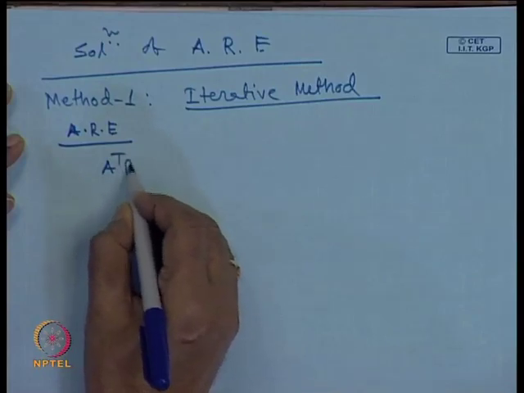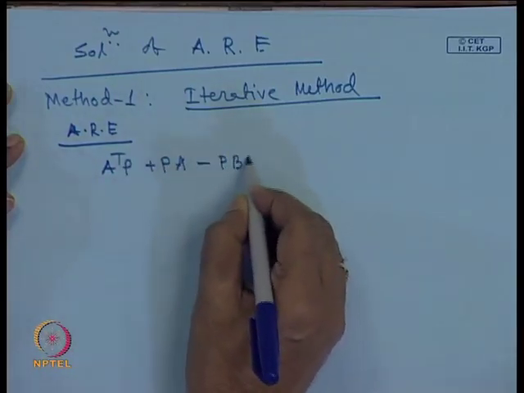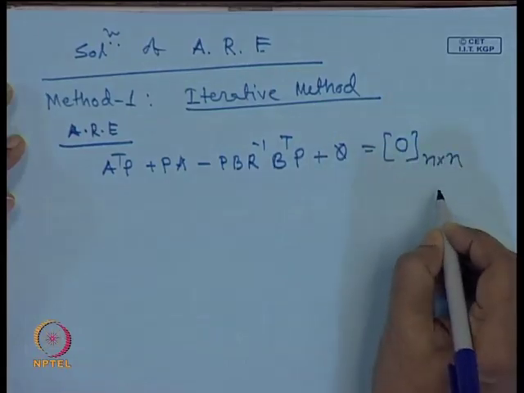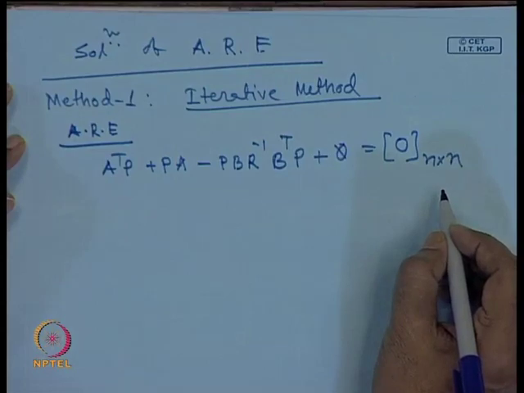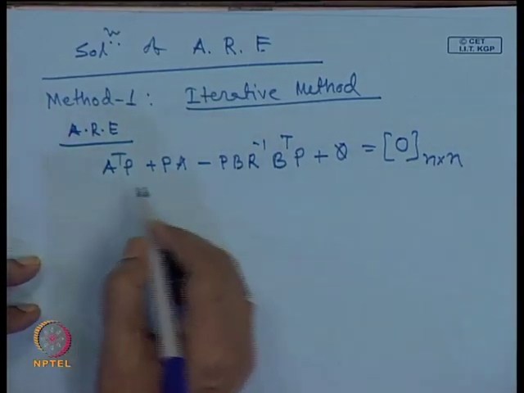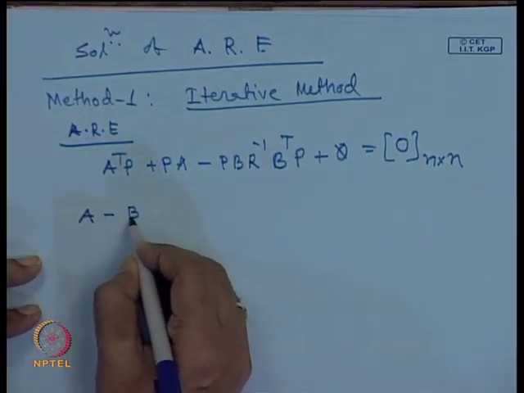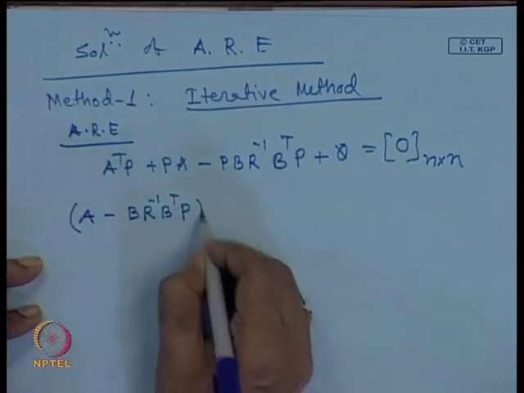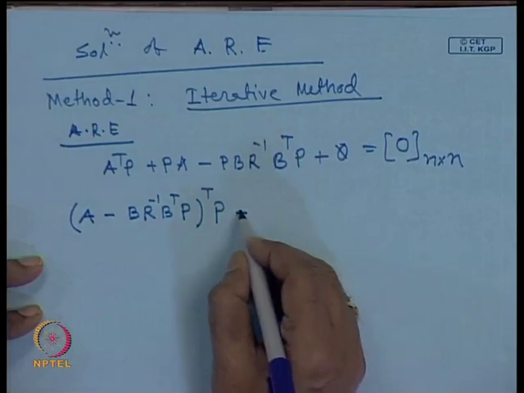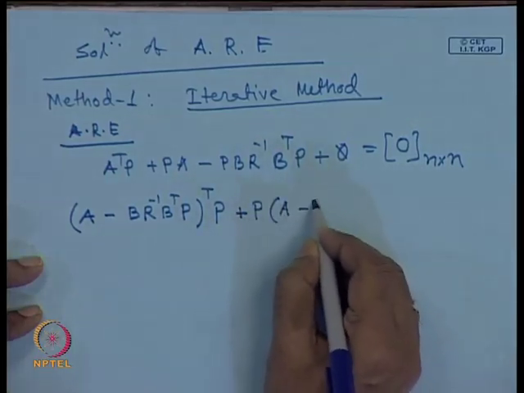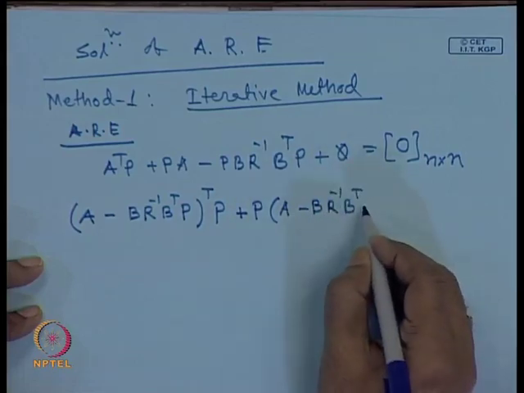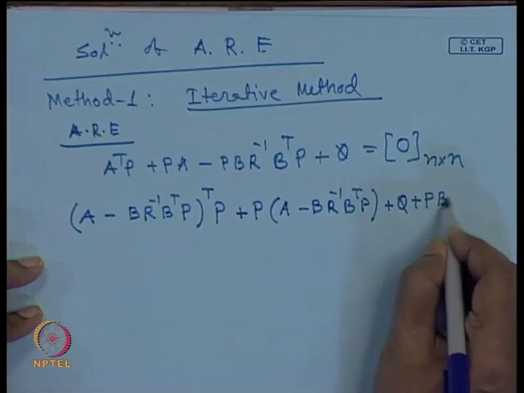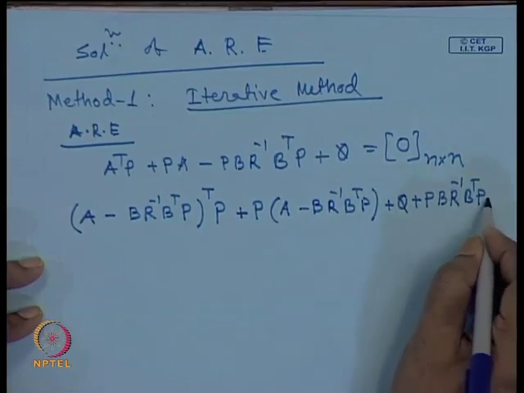So, what is our A.R.E. equation? A transpose P plus P A minus P B R inverse B transpose P plus Q is equal to null matrix of dimension n cross n, where n is the order of the system matrix or the number of states in the system. So, we can rewrite this into this form. Look carefully how I am writing this: A minus B R inverse B transpose P whole transpose P, then plus P A minus B R inverse B transpose P, plus Q plus P B R inverse B transpose P is equal to null matrix.